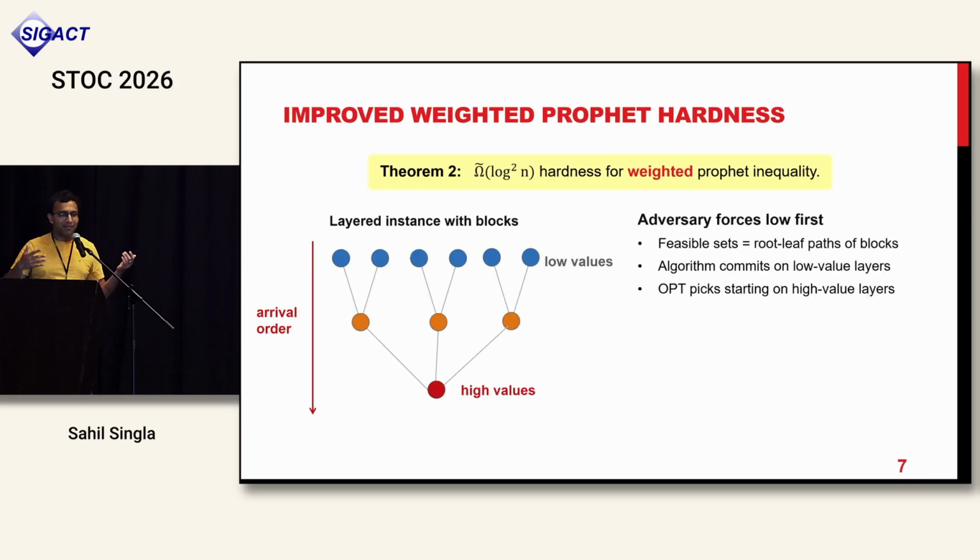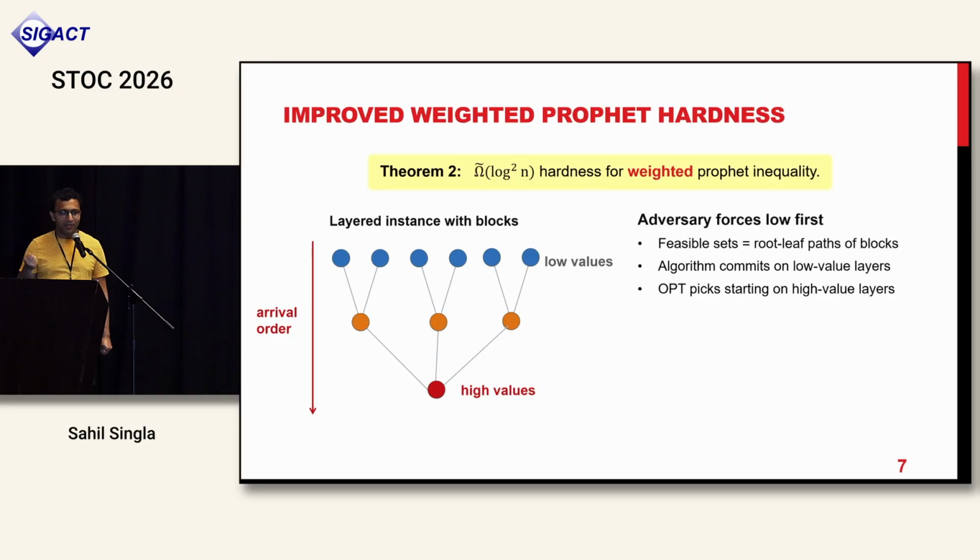So morally, we'll have some kind of a layered structure where each layer represents some hardness for the unweighted problem. You want to say that the optimal solution will get some nice value from each of the layers, whereas the unweighted solution will be losing a log factor in each of the layers. Moreover, it will only be getting value from only one of these layers.